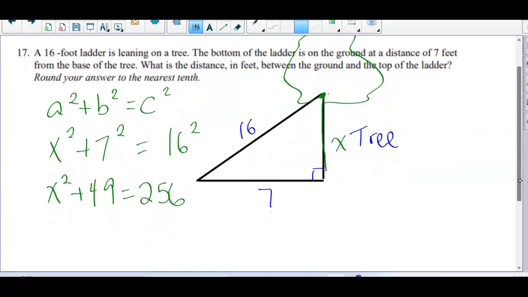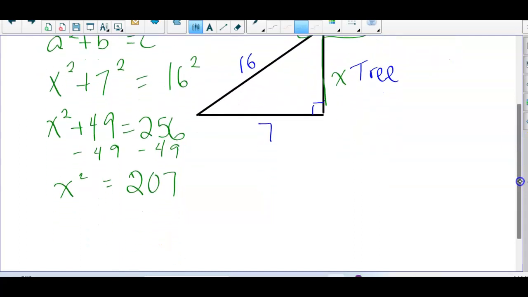I'm going to do the algebra. It's going to give me x squared equals 207. I'm using my calculator, you can hear it in the background, I'm being lazy. So if x squared is equal to 207, then I need to square root both sides, right? So x is equal to the square root of 207. I don't have my graphing calculator, I'm using my cell phone. The square root of 207, I think I got it, is about 14.38.